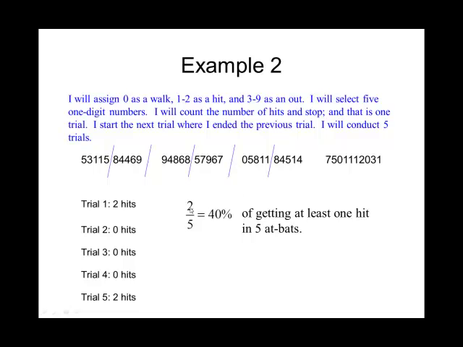So, in 2 of the 5 trials, which is 40%, I have a 40% chance of getting at least 1 hit in 5 at-bats.